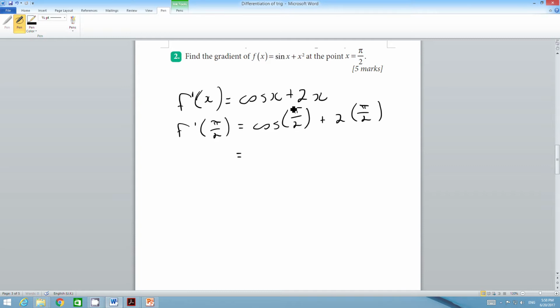Now, if you struggle with radians, you can always convert it to degrees. Pi over 2 is the same as 90 degrees, and I know that cosine of 90 is equal to 0. So cosine pi over 2 is equal to 0. And plus 2 pi over 2, so the 2's cancel out, plus pi. So this is just going to be pi. So this is my only answer that I get here. And it is very important that you are able to simplify trigonometric functions. So this is the basics of the derivatives of trigonometric functions, sine, cosine, and tangent.